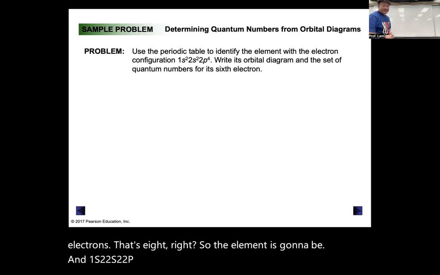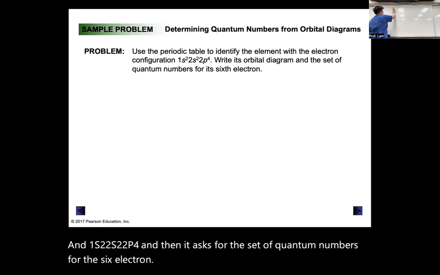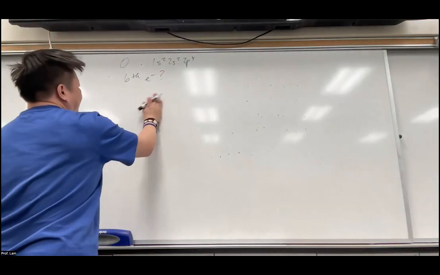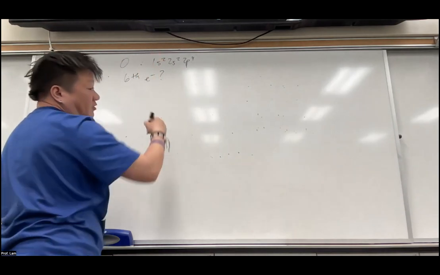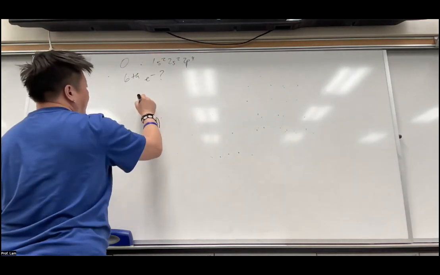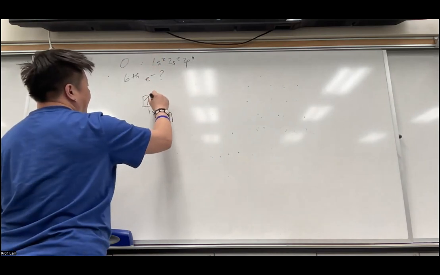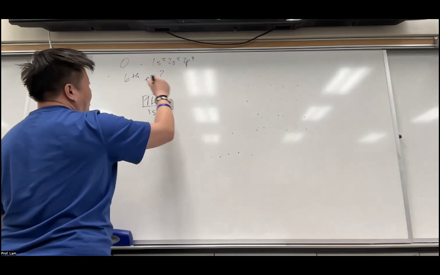Okay. And then it asks for the set of quantum numbers for the 6th electron. All right, so let's do it. Again, we need to do the orbital diagram before we can answer this question, right? We have to do it in order. So how many boxes for 1s? 1. Okay, that's the first and the second electron. Let's keep going because it wants the 6th.